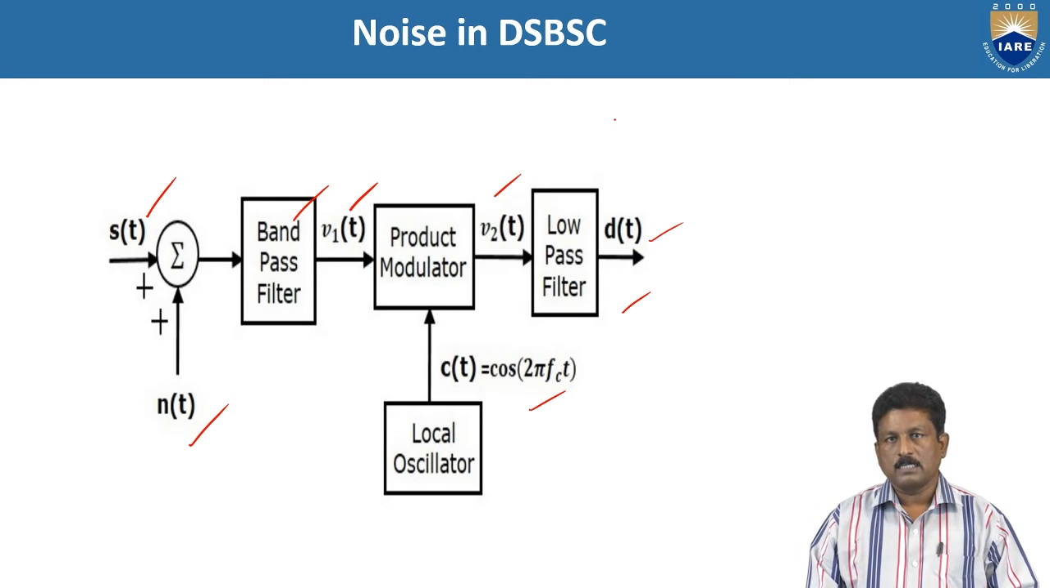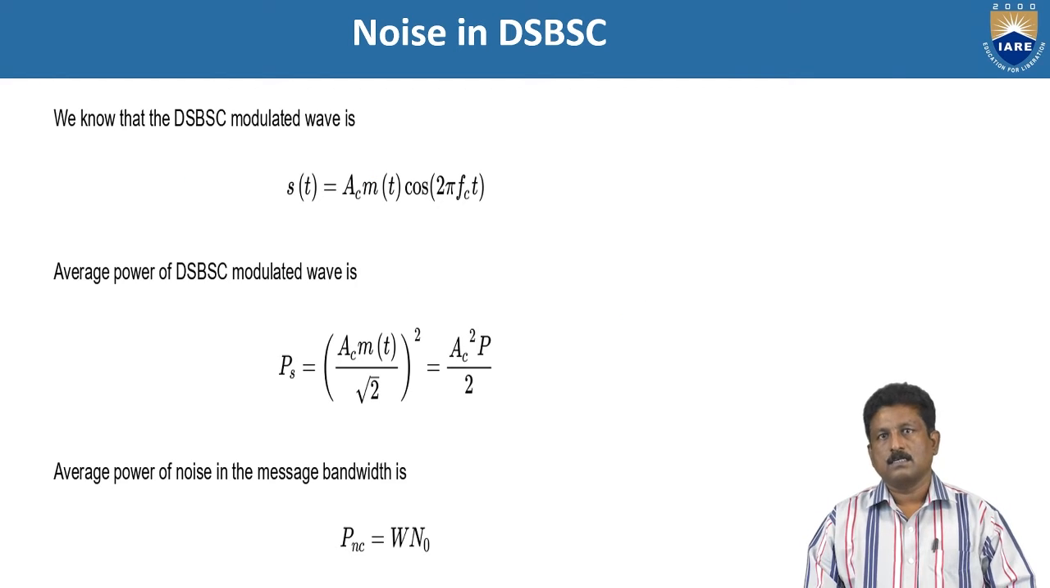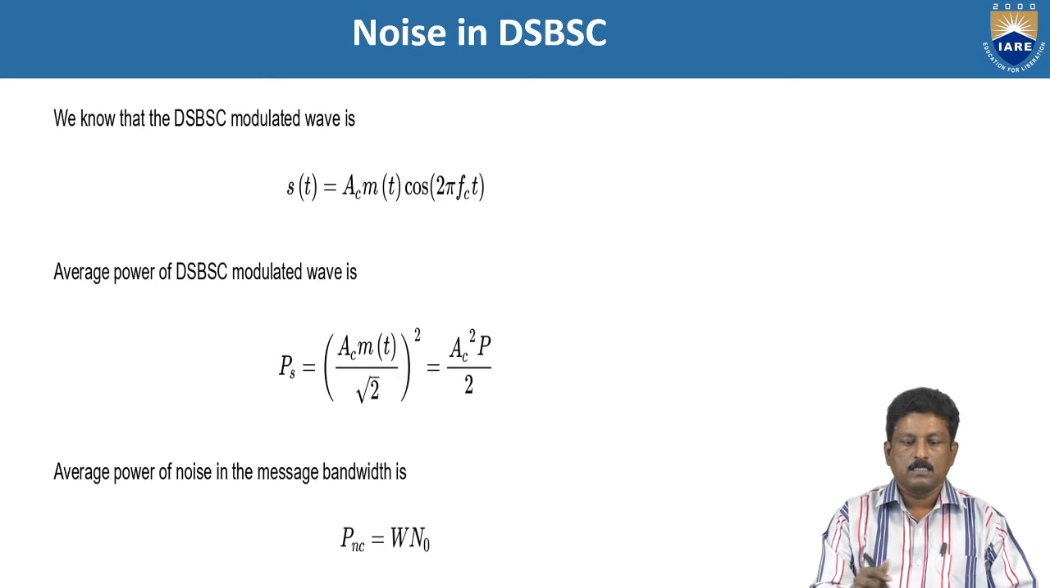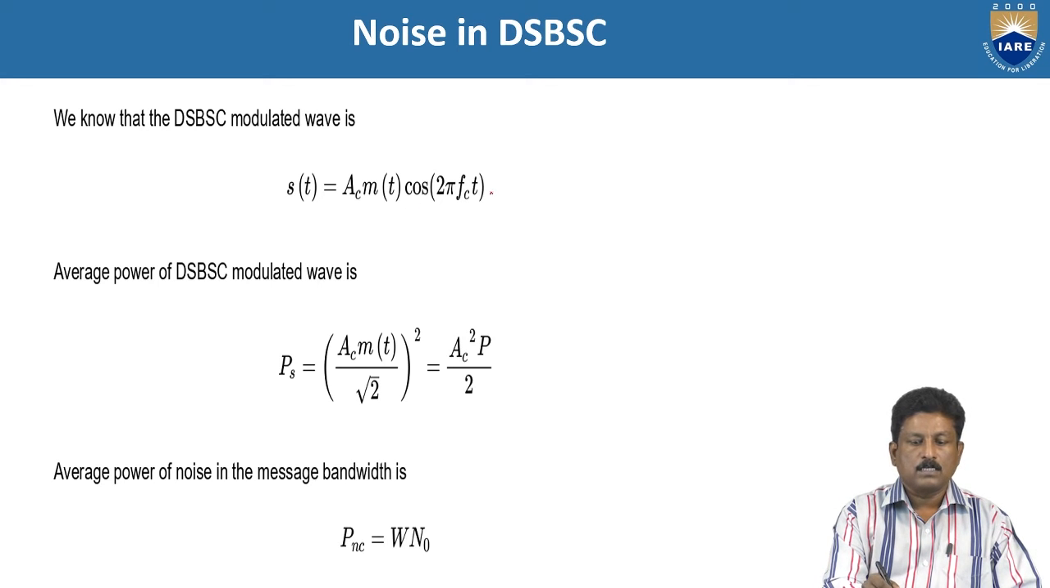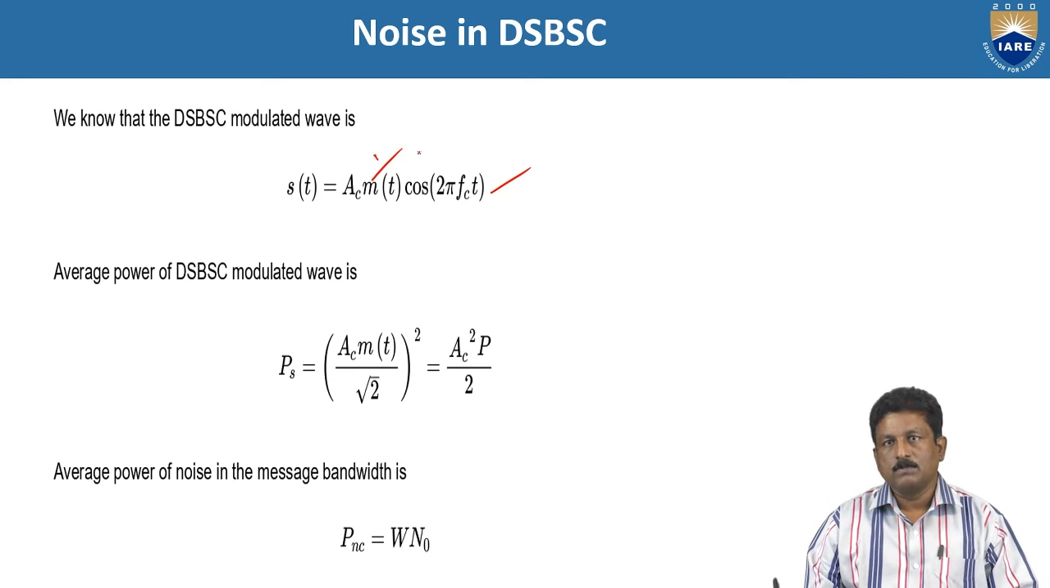Then coming to the calculation of the SNR. We know that the DSBSC modulated wave is a product of the carrier signal and the modulating signal. That is, s(t) = Ac cos(ωct) · m(t), where Ac cos(ωct) is the carrier signal and m(t) is the modulating signal. So the DSBSC wave is a product of m(t) and c(t).